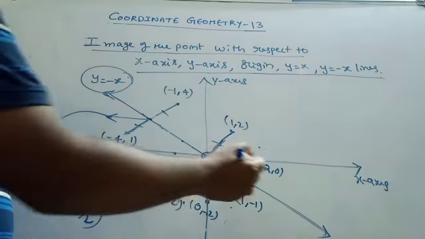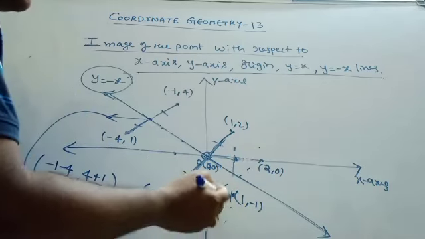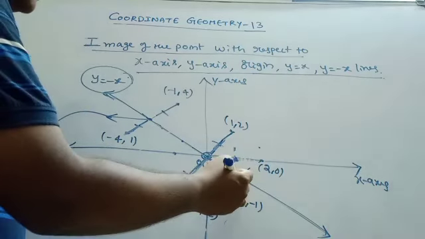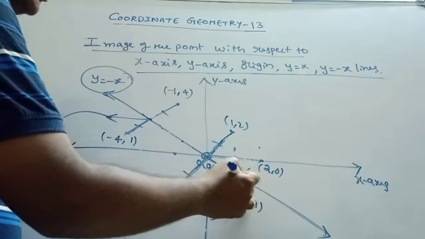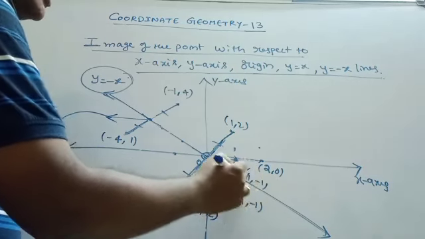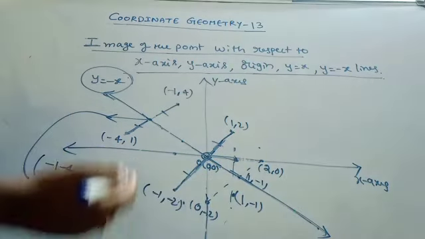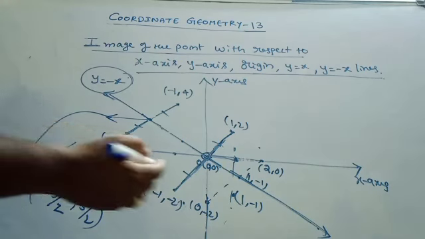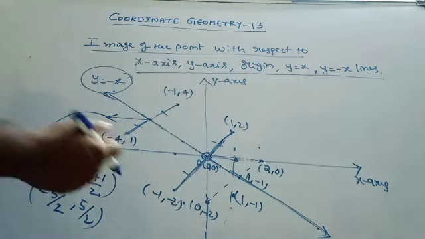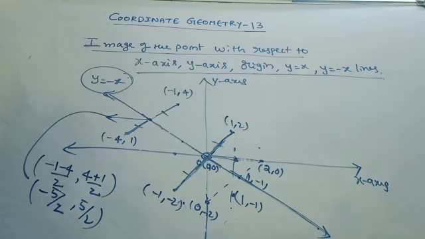Even here, when you take (2, 0) and (0, -2), the midpoint is (2/2, -2/2), that is (1, -1). This lies on this line. That's correct. Like that, suppose I take one more final example, and we will conclude and go further to discuss many problems of this type.